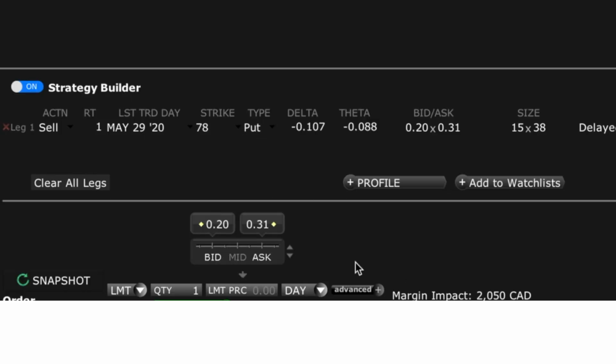Down here in the strategy builder, it's gonna tell me a couple things. So it's gonna say sell to open, one contract, May 29th, the 78 put, tells me my delta is 10%. So it's a 10% chance that it's gonna expire in the money. We want it to expire out of the money. So that means it's got an almost 90% chance of being profitable.